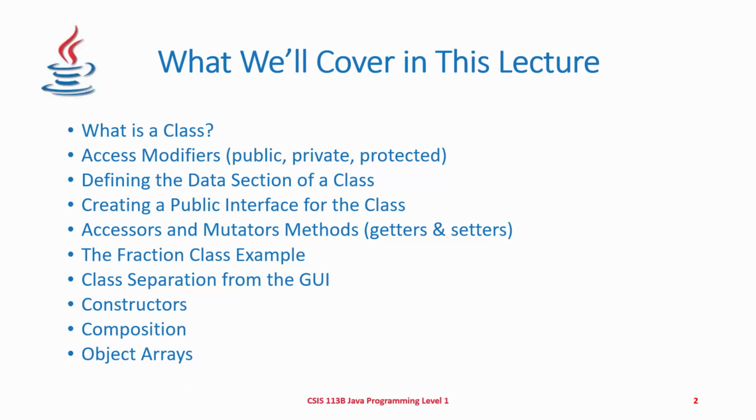For example, we want to make sure you understand that you want to separate your class from the GUI so that it becomes a reusable blueprint that can be used in many different GUIs. We'll also take a look at how to create the constructors for your class. We cover a little bit about composition. We've got an example there where we combine a JLabel with a JText field into a new custom class. And we'll also be talking about object arrays.